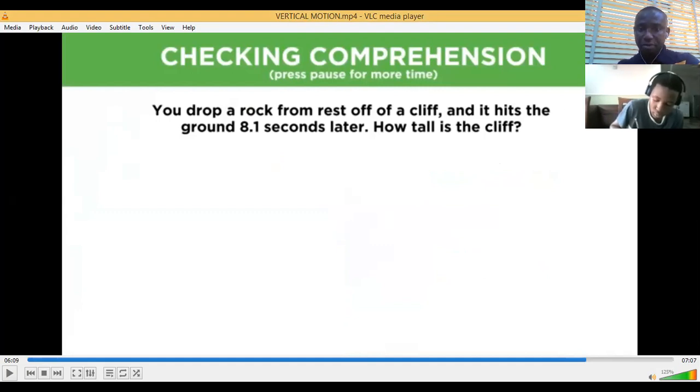You dropped a rock from rest off a cliff and it hits the ground 8.1 seconds later. How tall is the cliff? So we're looking for heights. And remember, D, S, and H are related. That's distance, speed, and height, since they are all measured in meters.